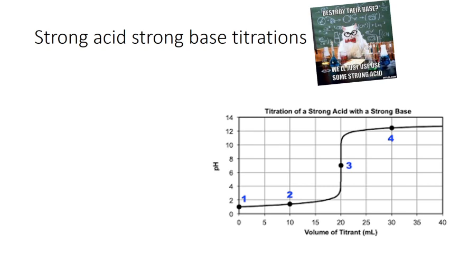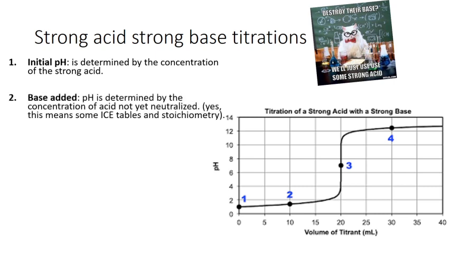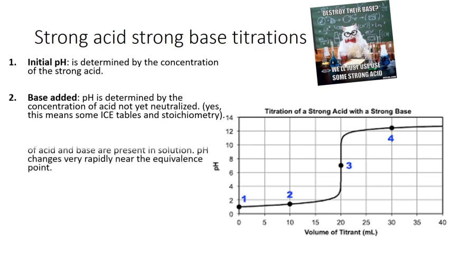Okay, so looking at this, there are 4 points on this graph that are labeled. The first point is the initial pH, and this is determined by the concentration of the strong acid because no base has been added yet. The second part, where base has been added, the pH is determined by the concentration of acid not yet neutralized, right? So we're going to have to do a little bit of stoichiometry there to figure out the concentration of acid that's left. 3 is the equivalence point.